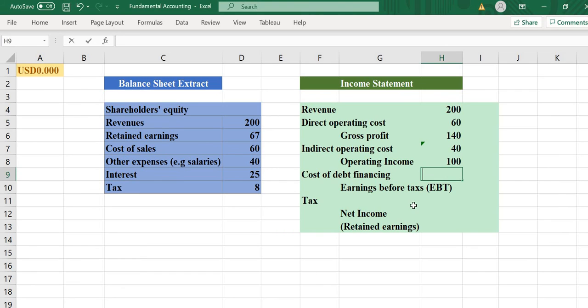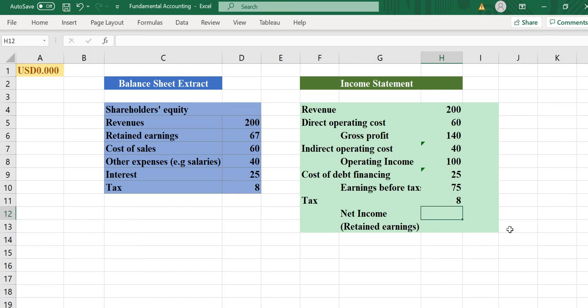Then we have the cost of debt financing. In this case, the cost of debt financing is the interest which the company pays for its bank loan, equal to 25. Quite simple. Then we're gonna have earnings before tax equal to operating income minus cost of debt financing. Obviously, we have tax.